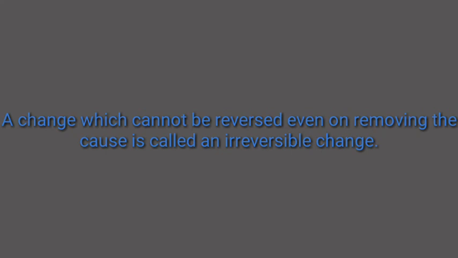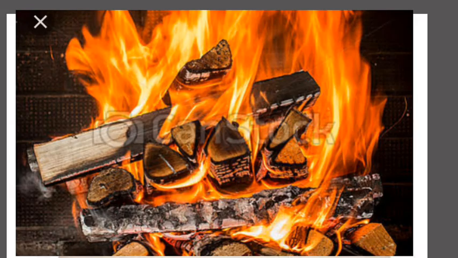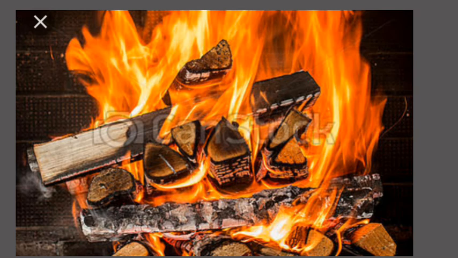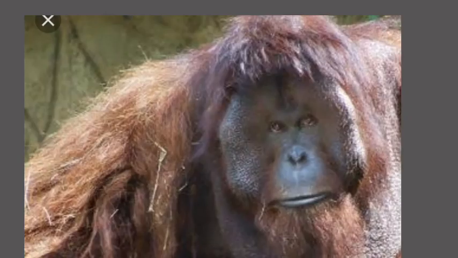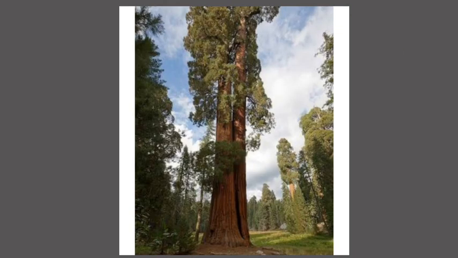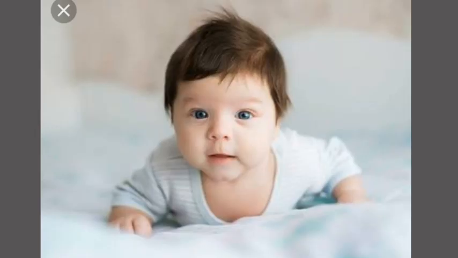A change which cannot be reversed even on removing the cause is called an irreversible change. When paper and wood burn, they change into ash and charcoal, which cannot be converted back into paper and wood. Thus, the change is irreversible. Similarly, aging of human beings, animals, and plants are irreversible changes. So once you reach this stage, you cannot turn back into a small baby. So it is a permanent change.